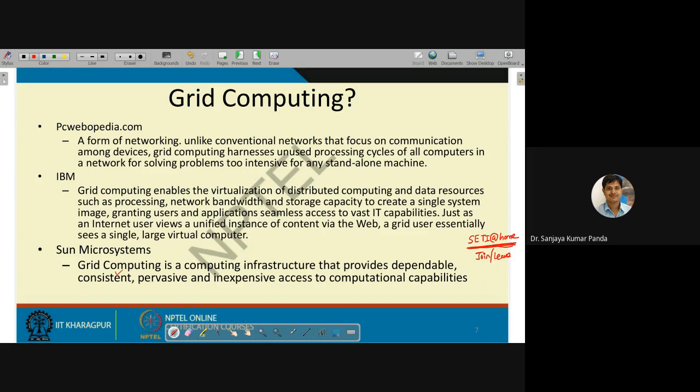And these resources are inexpensive. If you want to share your computer clock cycles, you can join the project, and whenever you are not using your computer system, you can give these resources to such platforms or projects. That's why it is called inexpensive. There is no need to pay a high amount. Even if they give some amount to you, it is a very nominal amount. So we can get computational resources at minimum cost.